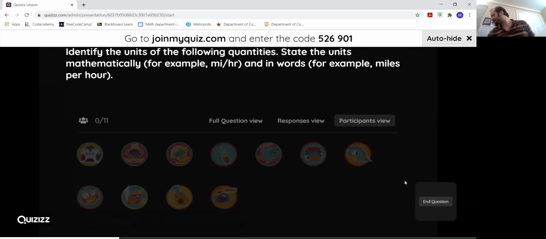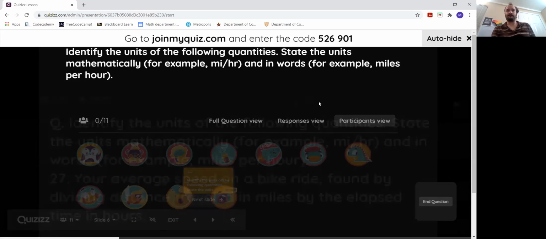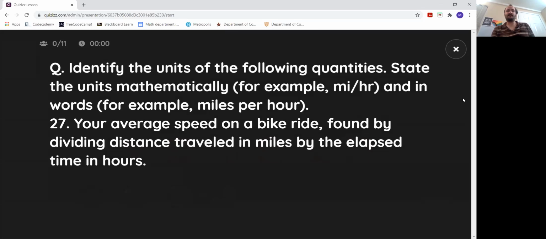Oh man, this should take you a few seconds. Identifying the units of the following quantities. State the units mathematically and in words, for example, miles per hour. So they want to know what the units on this problem would be. They're talking about your average speed on a bike ride found by dividing distance traveled in miles by the elapsed time in hours. Oh man, I think it's too early for me to know how to read this morning.